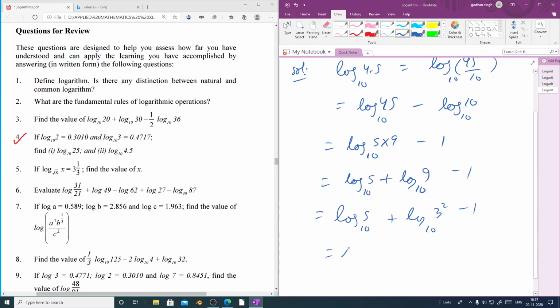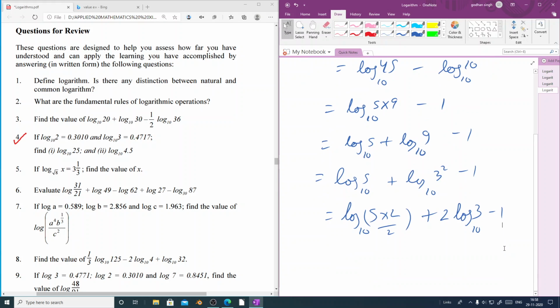So what we'll do is, inside the logarithm function, we'll multiply and divide by 2. Then the 2 in the power can be taken out of the logarithm function, so we'll be getting 2 log 3 with base 10 and minus 1. So this will give us log of 10 over 2 with base 10 plus 2, and we'll put the value of log 3, that is 0.4717, minus 1.